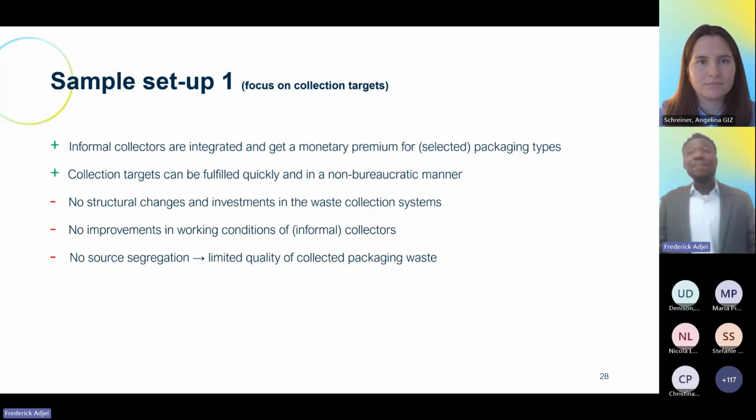There's no bureaucracy. But what have you really done? This has created no structural changes or investment in collection systems. There is no improvement in working conditions. They simply did what they've always done, but now focus on a more valuable packaging stream. And of course, there is no source segregation. As mentioned, there's limited quality of collected packaging waste. There's nothing going on in households. So in this way, with a focus on collection targets, you indeed get the integration of informal sector workers that you want, but with some caveats.